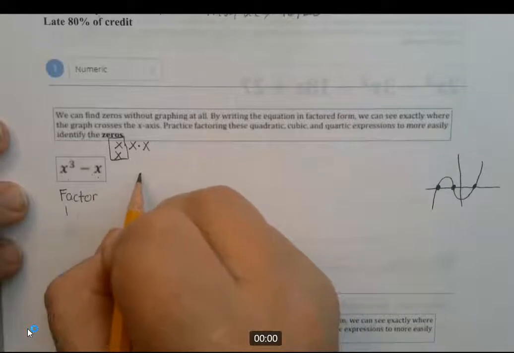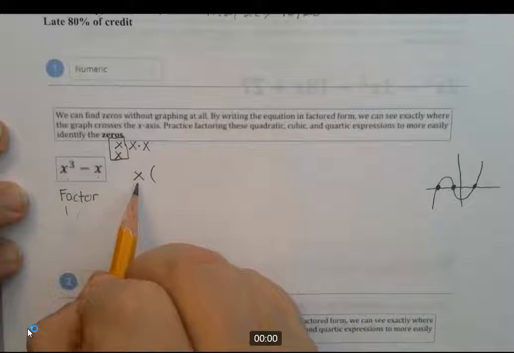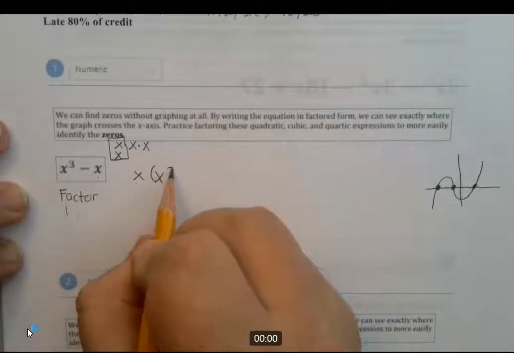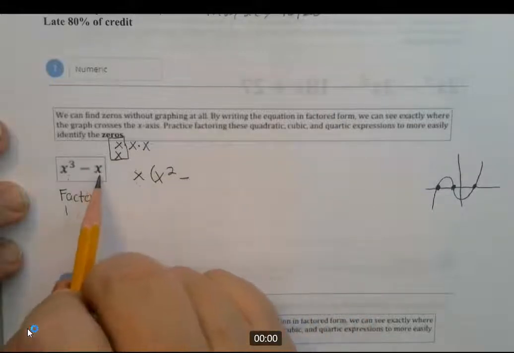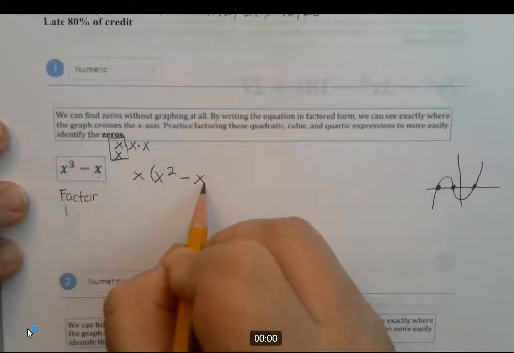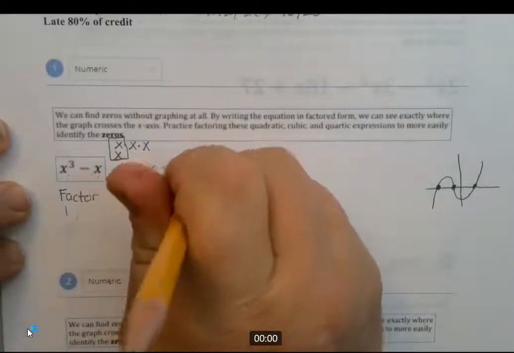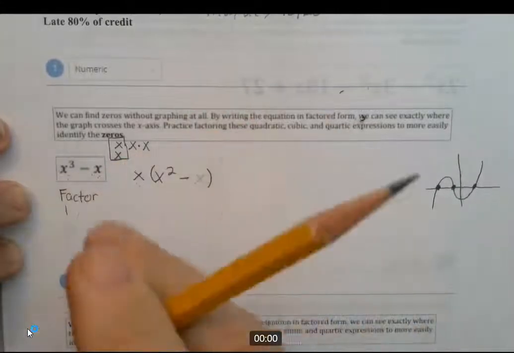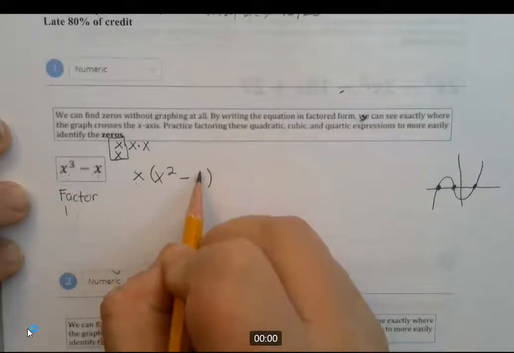So we'll go ahead and do that. We'll pull that out, x times, and then you have to solve, what do you have to multiply x by to get back to x to the third? That would be x squared. And then what do you have to multiply x by to get back to x? Excuse me, 1. You just have to multiply it by 1.